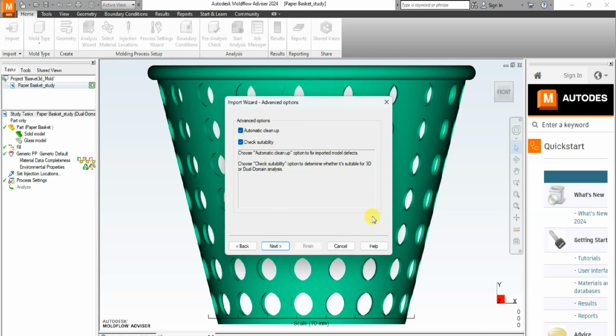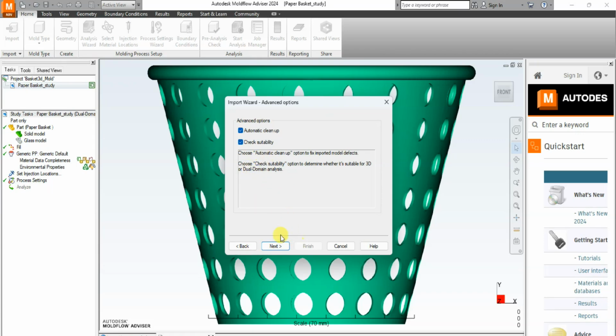All right, so you can do this. When you choose the automatic cleanup, it is to fix model defects. Then the suitability option helps to determine whether it is suitable for 3D or dual domain analysis. I've always told you that if you're bringing in a thick or six-sided object model, it's most likely going to go with the 3D model. But if it is thin walled, then it's most likely going to be dual domain. So just put that at the back of your mind.